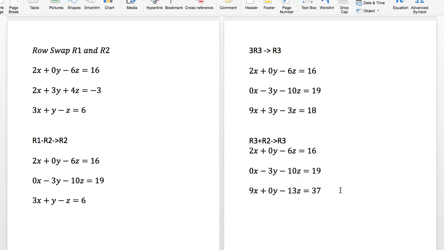So I have that. Now, here's the dig. Well, I've taken care of column 2. It'd be nice if I took care of column 1, though. I'm still a long way from home. 2 and 9 don't jive.